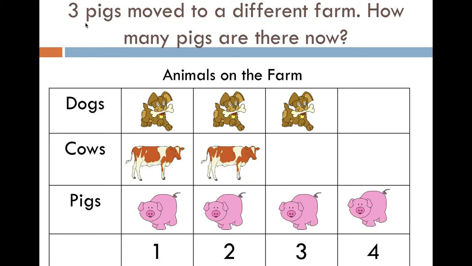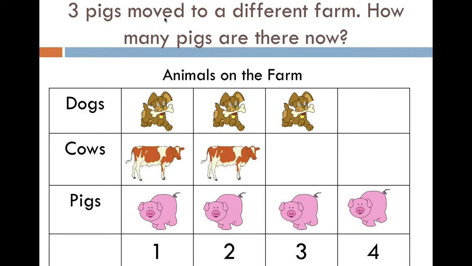3 pigs moved to a different farm. How many pigs are there now? So we have 4 pigs. Now, again, we need to read these problems carefully to decide, is this an addition or a subtraction word problem? So over here, moved would be our key word.